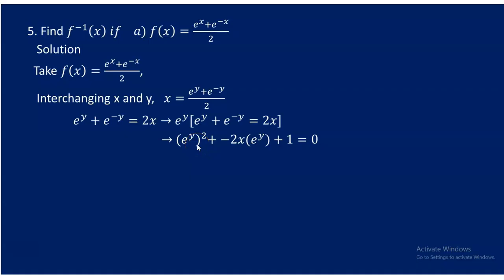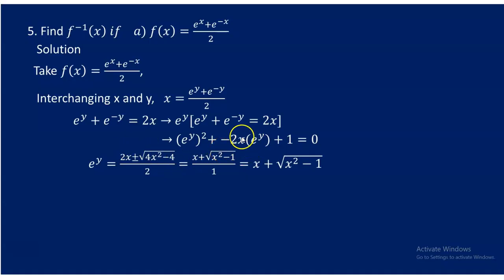So we can now apply the quadratic formula in order to know what e to the power of y is. When we apply the quadratic formula, e to the power of y is equal to negative b, and what is b? Your b is minus 2x. But in the quadratic formula we say negative b, so negative of negative 2x makes positive 2x, then plus or minus the square root of b squared minus 4ac.